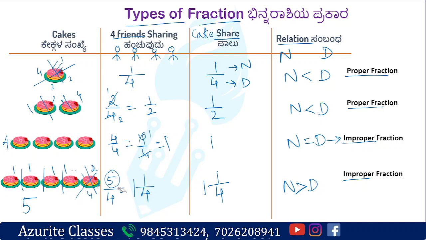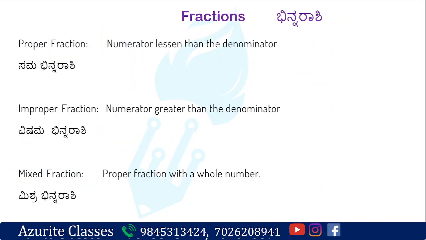So here, if you see, 5 is bigger than 4. So we wrote it as 1 and 1 by 4, or 1 whole 1 by 4. So this 1 is the full cake, 1 integer, right? So this we say as mixed. Here it has an integer and a proper fraction. So it is said as a mixed fraction. Understood? Okay, so these are the different fractions.